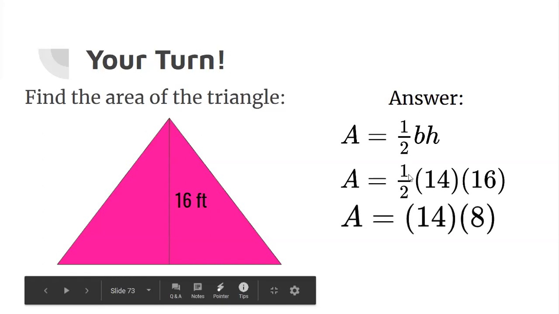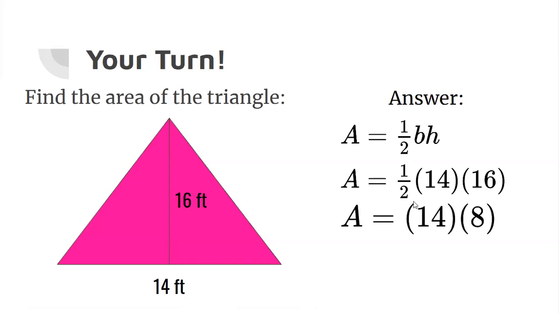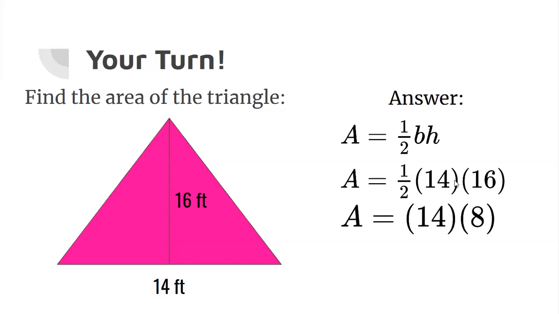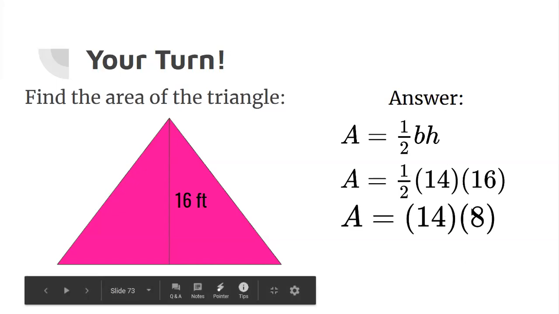Usually I multiply 1/2 to the numbers first, in the next step instead of at the end, because I feel like it's going to be easier to multiply. So I multiplied 1/2 to 16 and got 8. So we got 14 times 8, and 14 times 8 equals 112 feet squared.